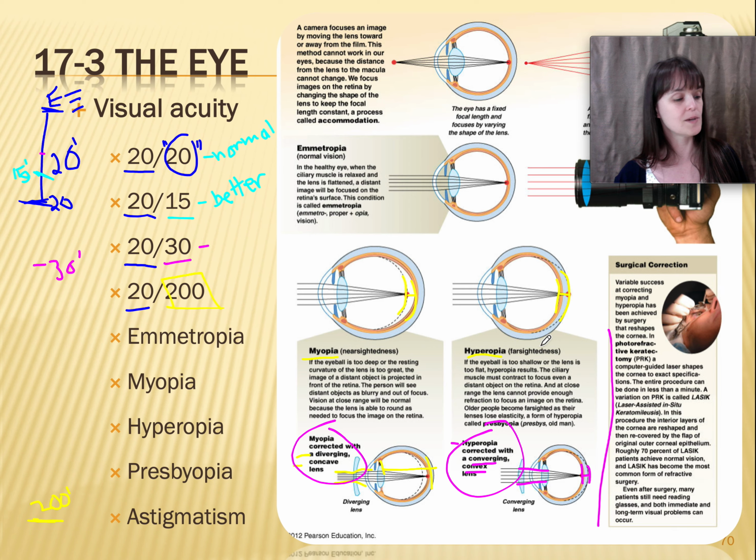We're more familiar with LASIK, which is laser-assisted in situ keratomileusis. I've never heard anyone say that one either. And that's where the laser shapes the inner layers of the cornea. And this says that we will get about 70% normal vision with LASIK. It is the most common form of the surgery.